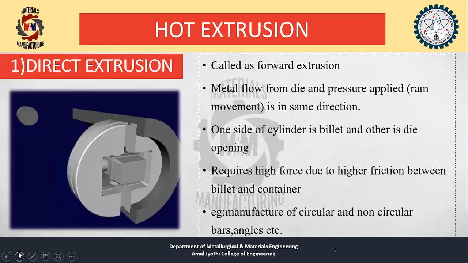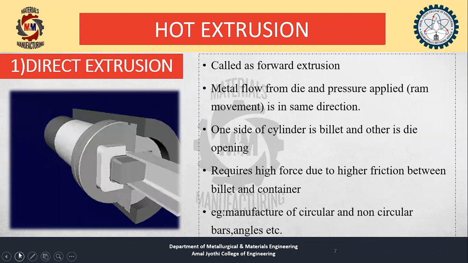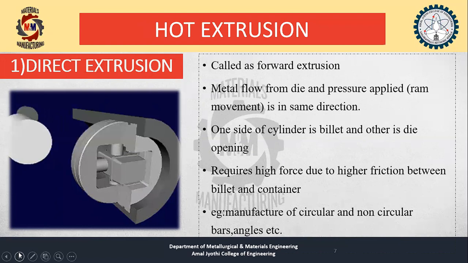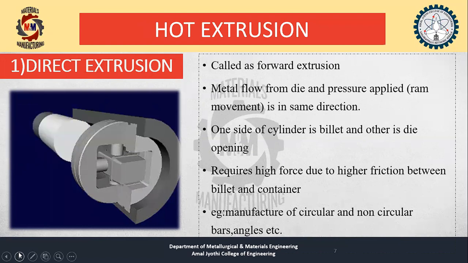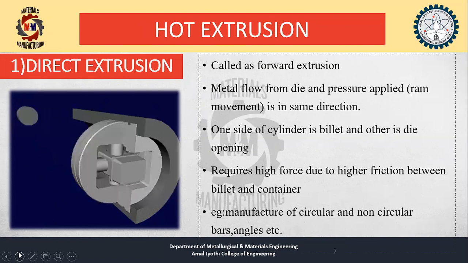So hot extrusion, as in this picture, we can see one of them is direct extrusion. Based on the direction of flow of the metal and the pressure or force being applied, they are classified into direct extrusion and indirect extrusion. Direct extrusion is also called forward extrusion. In this process, the metal flowing from the die and the pressure applied, that is the ram's movement, are in the same direction.